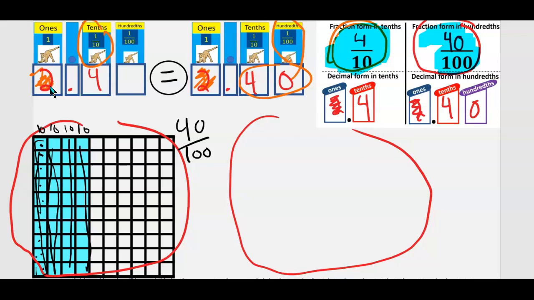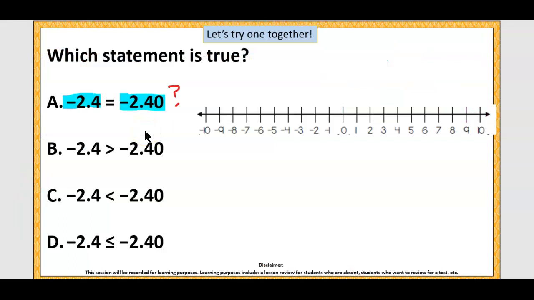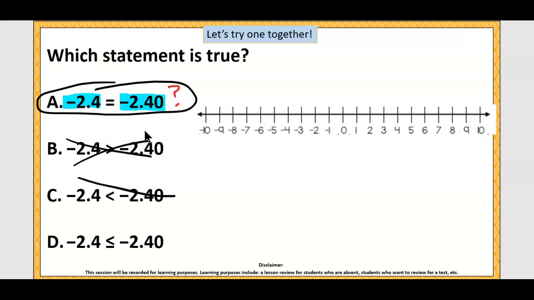How about that? So now let's go back to that problem. Negative 2.4 is equal to negative 2.40. This is true. So can any of these be true? Let's see. Can this be greater than? No, we just said they're equal. Can it be less than? No, we just said they're equal. Can it be less than or equal to? Or equal to? Yes, it is equal to. So this one is also equal.